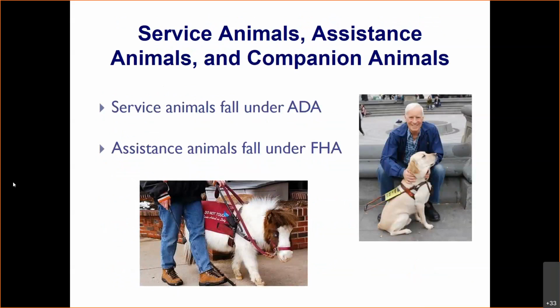So one of the things that you may encounter or be asked about when you're in a shelter situation is whether service animals are allowed, and what about emotional support animals. So in a shelter situation, service animals fall under the Americans with Disabilities Act. And let's go ahead and go to the next slide.